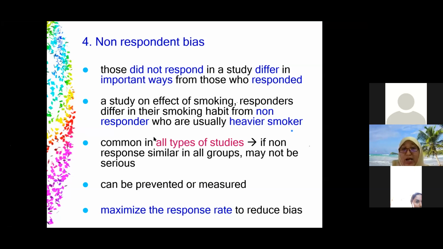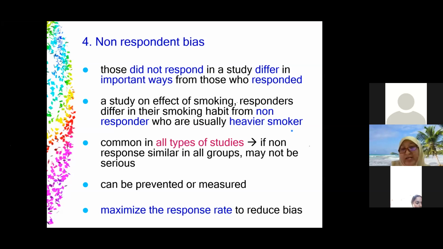For example, a study on the effect of smoking. Of course, responders differ in their smoking habit from non-responders, who are usually heavy smokers. Maksudnya, if you conduct a study, normally kalau yang heavy smoker tu dia tak respond. So of course your result will be diluted because the ones who are smoking are not in your study. So a good study must report the response rate, what are the characteristics of the non-respondents, and whether the characteristics differ from the respondents. It is very common in all types of study. If the non-response is similar in all groups, then the effect may not be serious.